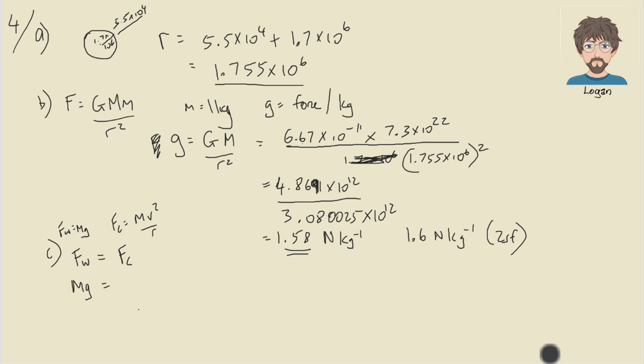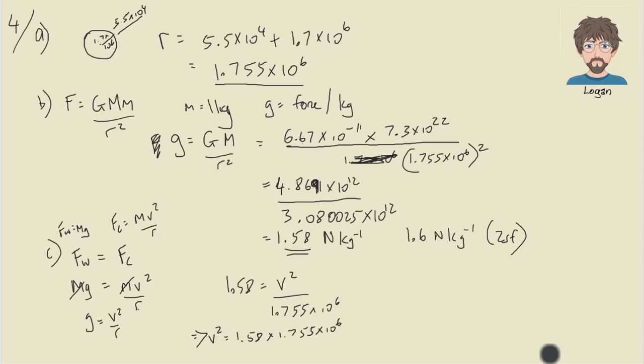So, FW equals FC. We put in here mv squared over r. Well, these m's, we divide both sides by m, they cancel out. So g equals v squared over r. And therefore if we rearrange this, we can substitute it and then rearrange. So 1.58 equals v squared divided by the radius, which is up here again, 1.755 times 10 to the 6. V squared equals 1.58 times 1.755 times 10 to the 6.